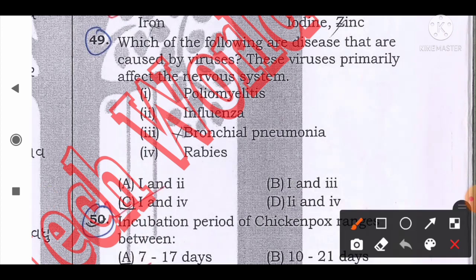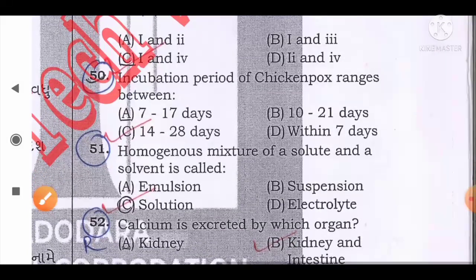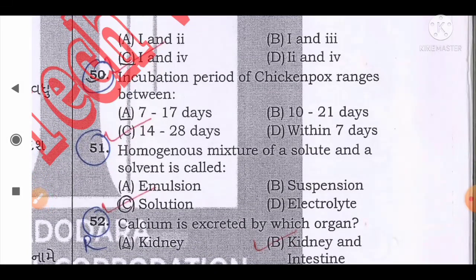Option C is the correct answer for this question, that is first and fourth. That is, poliomyelitis and rabies are the diseases caused by viruses that affect the nervous system. So option C is the correct answer for this question. Move to the next question number 50.